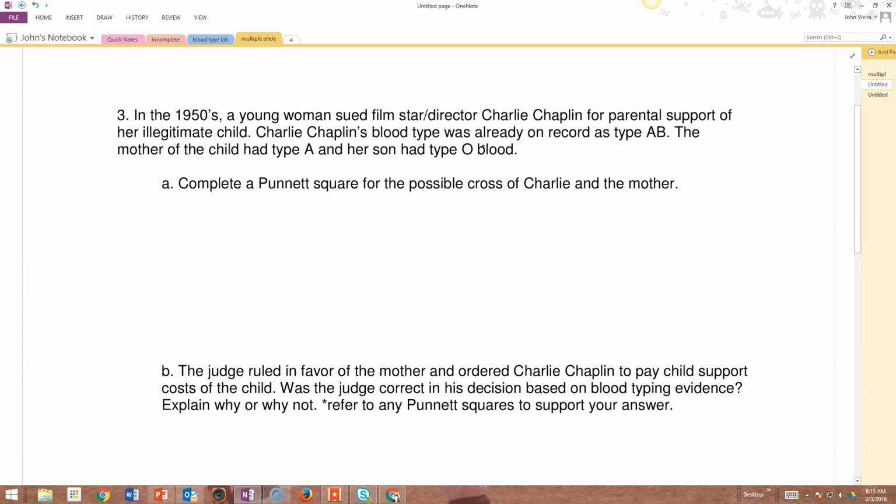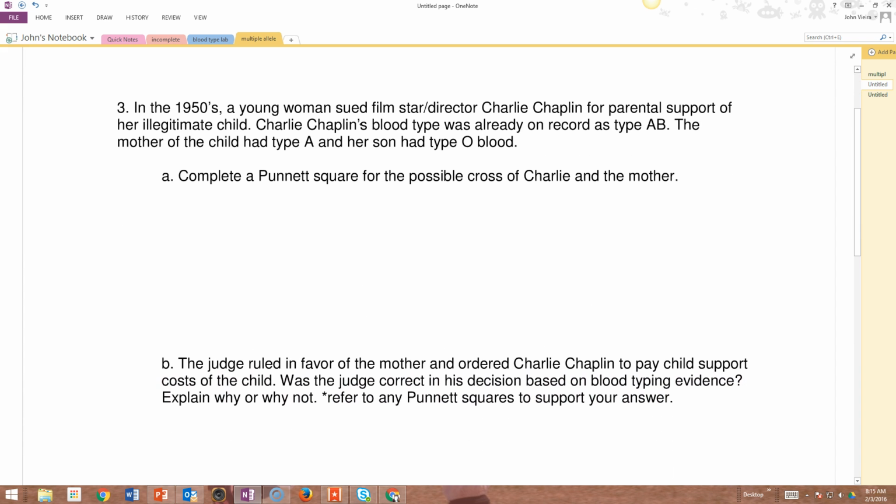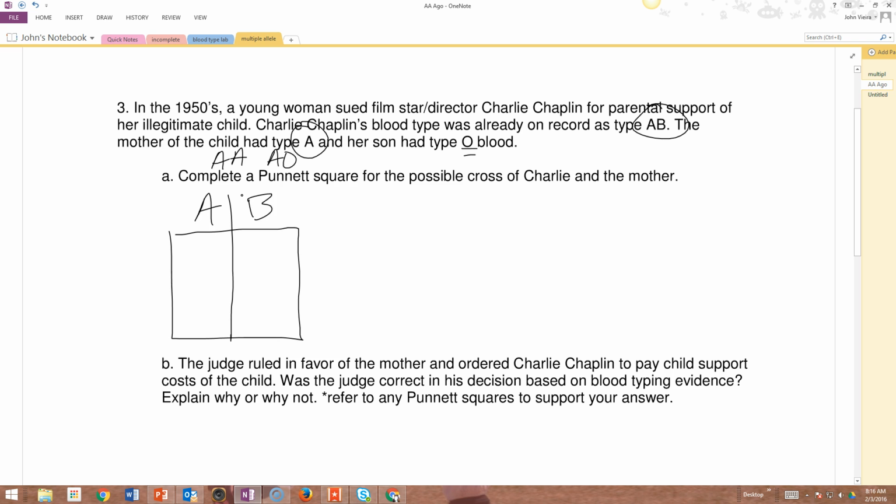In the 1950s, a young woman sued Charlie Chaplin, the old silent film actor, for parental support of his illegitimate child. Charlie Chaplin was AB. The mother was A. Her son was type O. The mother could have been A because she's homozygous dominant for A or heterozygous for A. So I'll do the two possible Punnett squares with Charlie Chaplin. There's only one genotype for Charlie Chaplin because he's AB.